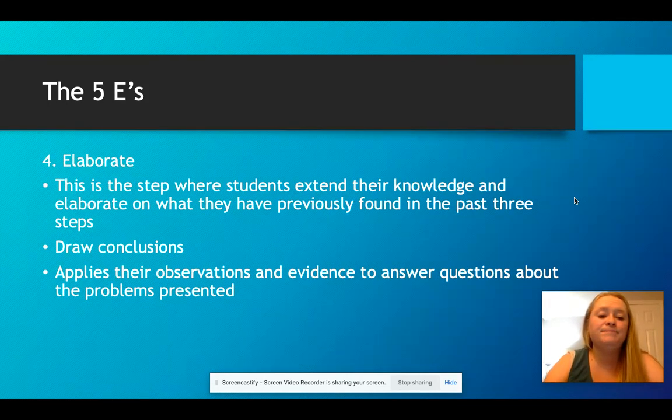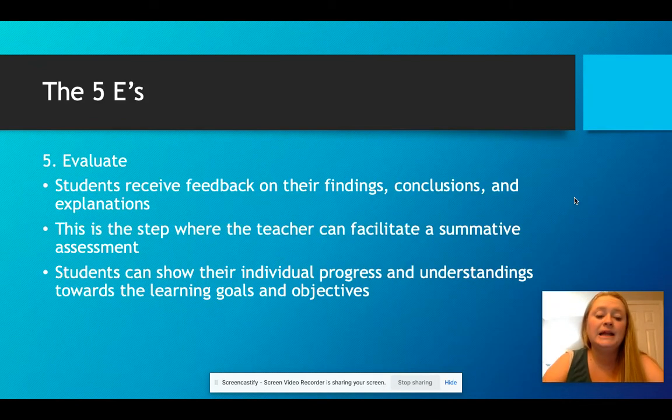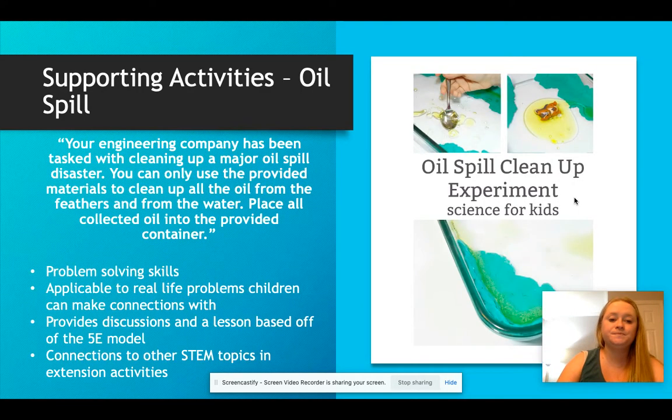Next is elaborate. This is the step where the students extend their knowledge and elaborate on what they have previously found in the past 3 steps. They can draw conclusions, and they apply their observations and evidence to answer questions about the problems that have been presented. Lastly, step 5 is evaluate. Students receive feedback on their findings, conclusions, and explanations. This is the step where the teacher can facilitate a summative assessment, and students can show their individual progress and understanding towards the learning goals and objectives.